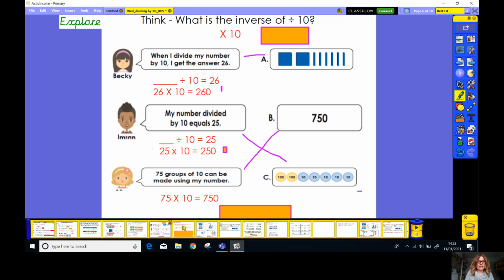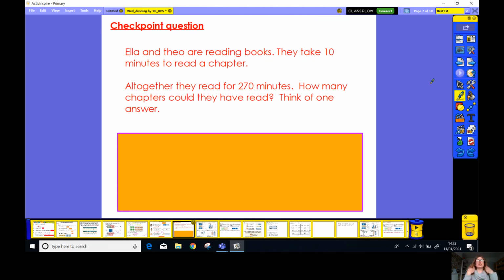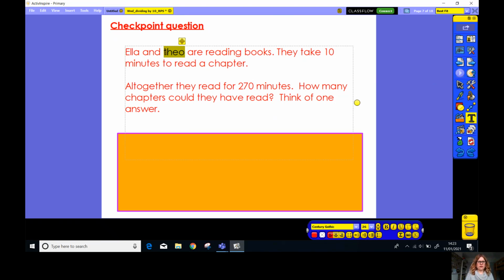Okay, I'd like us to pause the video now and have a go at this checkpoint question. I'm going to read it to you. Ella and Theo, oh, I just noticed I've not given him a capital letter there. Let's correct that, because it's so important to remember to put our proper nouns with a capital letter.